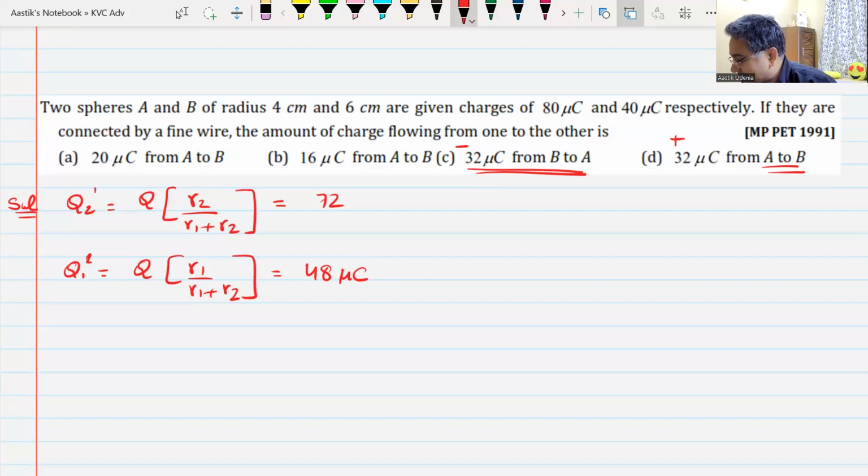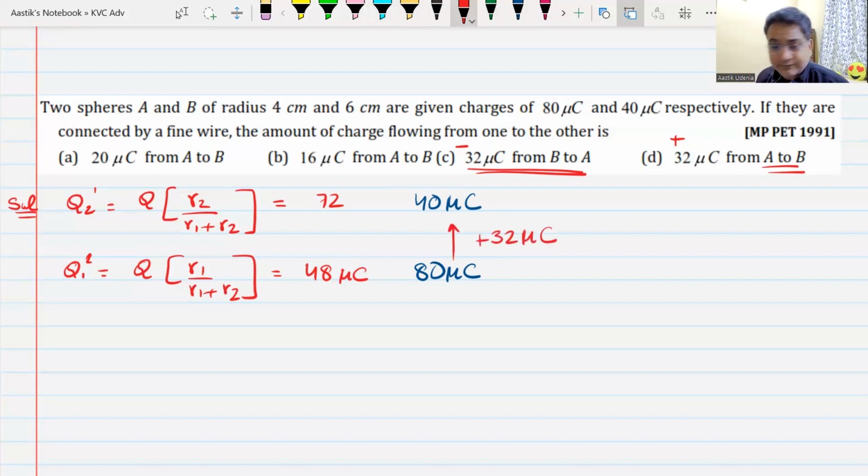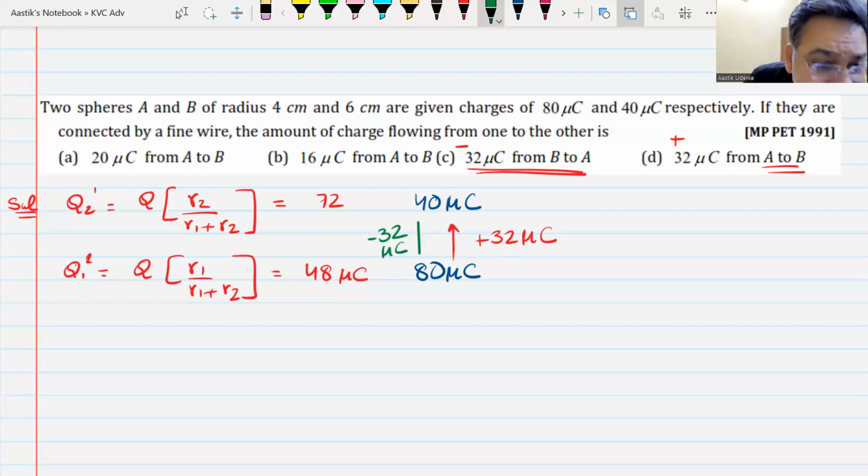Do we understand this? Everyone understands this? Yes. The initial charge on this one was 80 microcoulomb, and the initial charge on this one was 40 microcoulomb. So you can say, number one, remember how I'm saying this, you can say that plus 32 microcoulomb has flown like this. Or you can say it like this, minus 32 microcoulomb has flown like this. Do we understand this? Yes, sir. Plus or minus, nothing else. Do we understand this? Yes, sir.